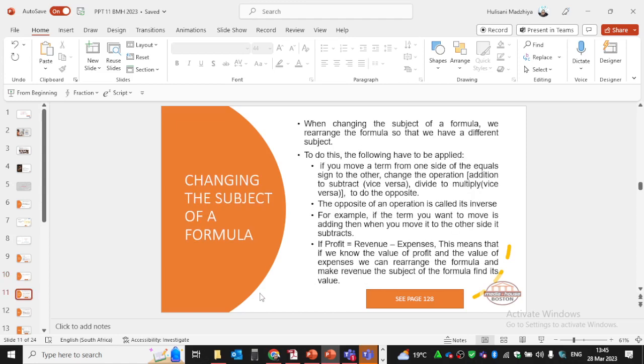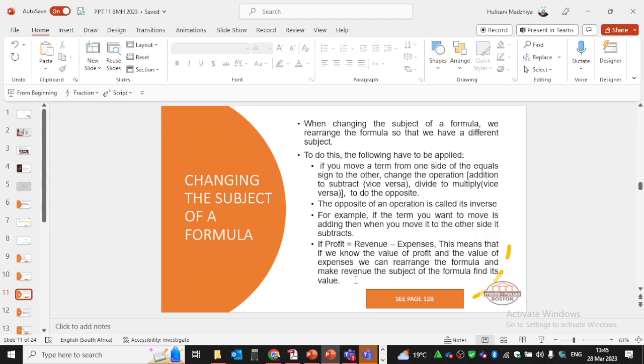To say that if, for example, we do know the profit that we made, we do know the revenue that we generated, but we don't know the cost of expense that we incurred. So we can make expense the subject of the formula by saying, let's leave expense to become the subject of the formula and the rest become an expression. So therefore, we're going to move revenue from this side to the other side and only be left with expenses as the subject of the formula.